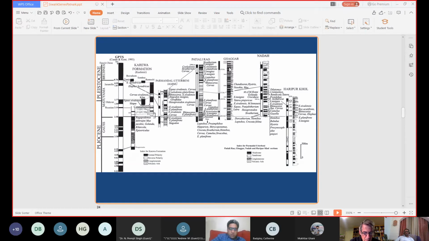So all these sites, Patiali Rao, Ghaggar river section, and Nada, are all within 15 kilometers of Chandigarh. Haripur is another 50 kilometers towards the east. So all these sites are very close to Chandigarh. They are fairly well dated, and we could tie our localities into these sections.